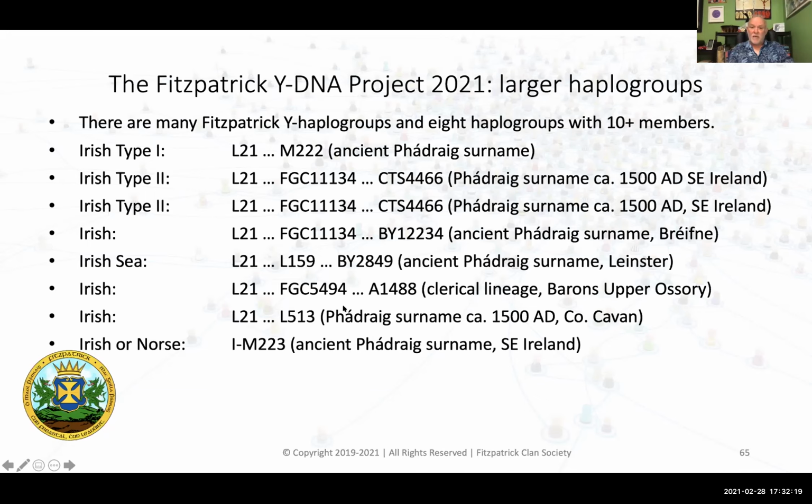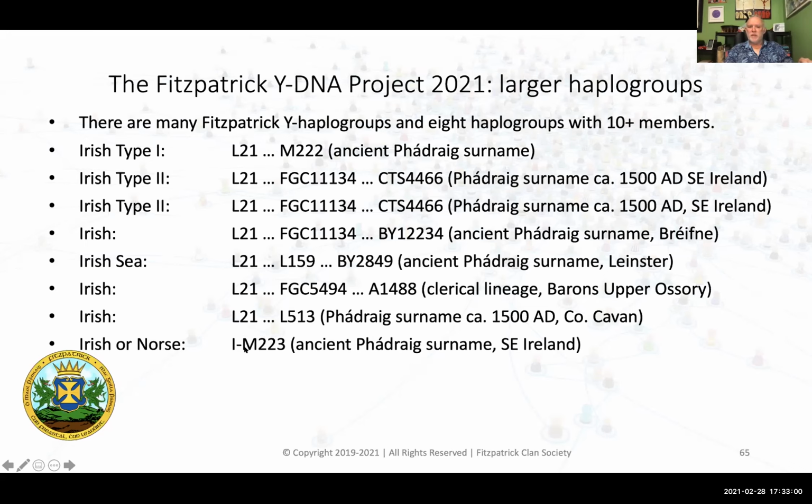We have a big, very well-known group that Ian referred to before, A1488, which is associated with the Barons of Upper Ossory. And if you read my latest article in the journal, I consider that line is also associated with a clerical lineage. We have another group in Cavan, which is L513. And then we have a big group in the southeast, which also has an ancient Fitzpatrick surname, but they're a little different. They're haplotype I. And I don't know whether that's what you were referring to before, Tracy, whether that's your group. Yeah, that's you.